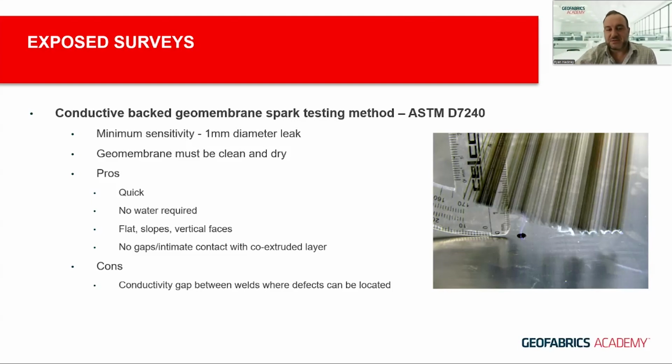And also, if there's wrinkles, there's a benefit here. The fact that the conductive layer is in intimate contact with the membrane, it's part of the sheet. If there's a defect in the wrinkle, because the conductive layer is on the underside of the sheet and part of the product, it will enable a defect in an area such as a wrinkle to be detected.